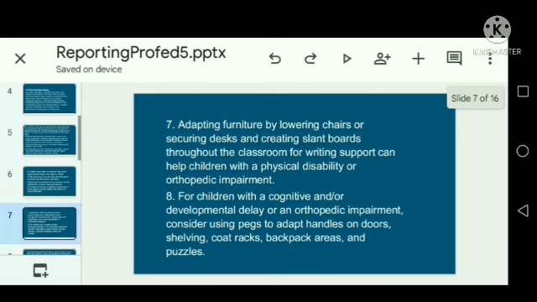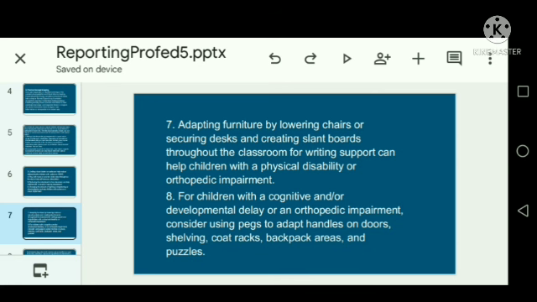And number seven, adapting furniture by lowering chairs or securing desk and creating slant board throughout the classroom for writing support can help children with special disability or orthopedic impairment. So, kinahanglan na apo kay na ni mga butang labi na sa classroom kay ron nga easier po sa ila nga labi na sa pagsulat.